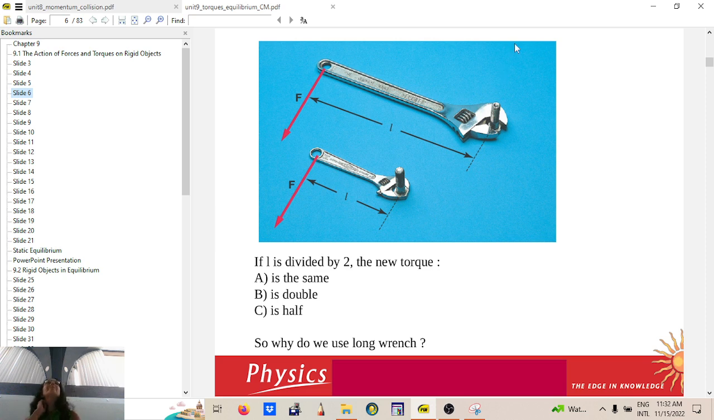Is that clear? So in that case, the force is the same. Is the torque the same now? No, so which one will provide the largest torque? The big one, right? So twice the distance, twice the torque. It makes you twice as strong.